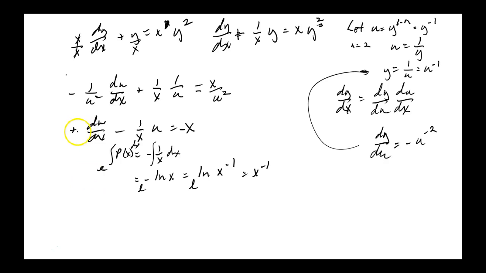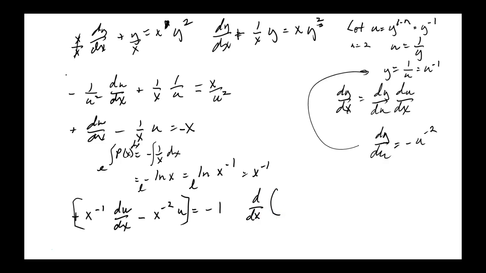So what we do with it, remember I started to go to that line up here, this line here, you get minus, no, you don't have a minus. You have x to the minus 1 du dx minus x to the minus 2, isn't it? u, right, is equal to negative 1. Ooh, that's not too bad, is it? Now we hope that this part right here is going to be a perfect derivative. If it is, it should be the perfect derivative of u times x to the minus 1.